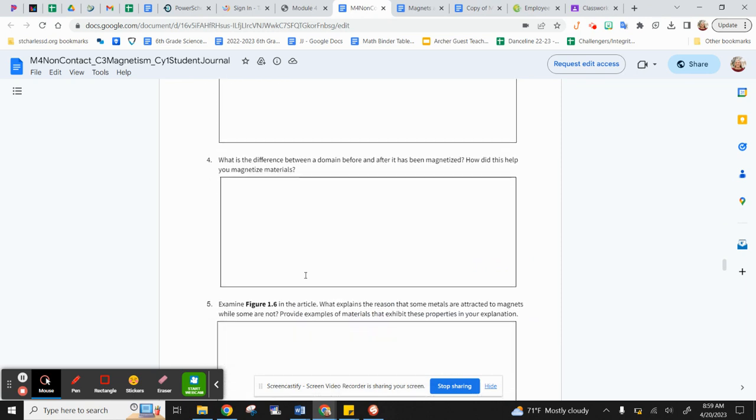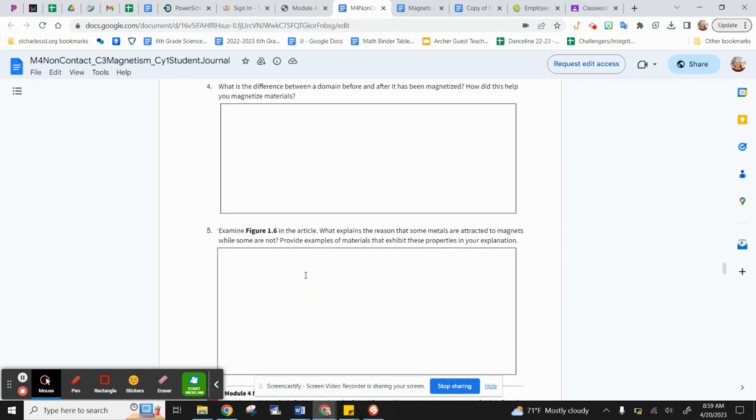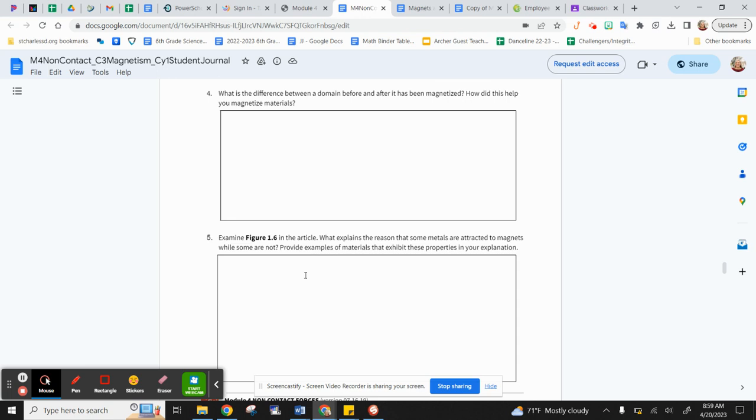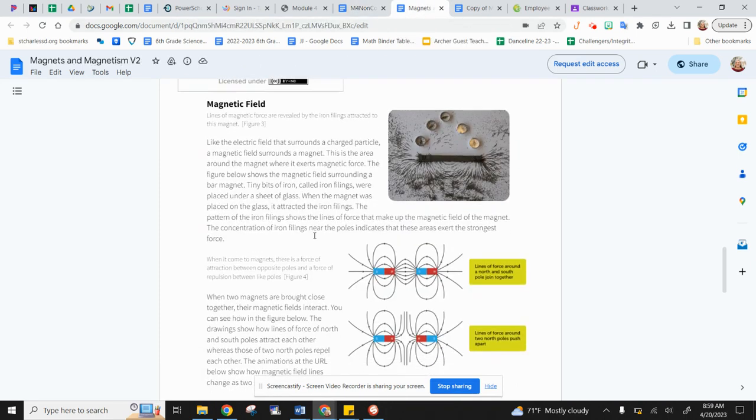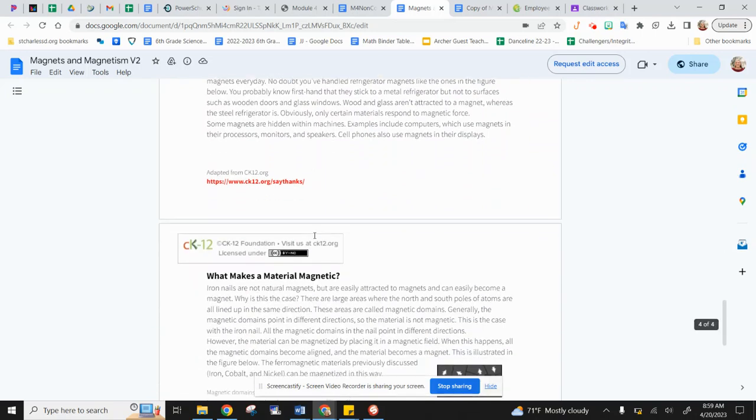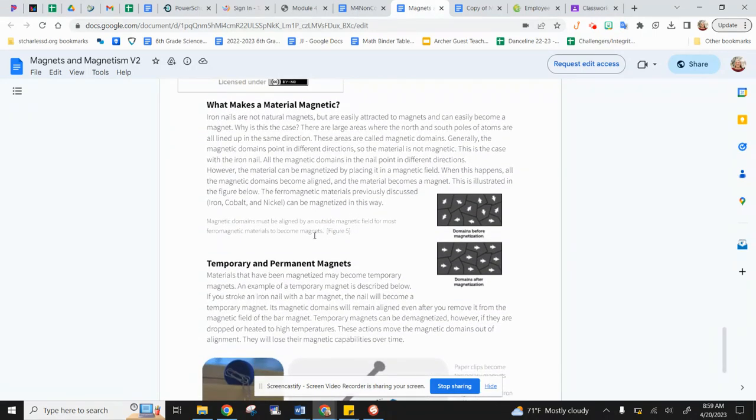And number 4, what is the difference between a domain before and after it has been magnetized? How did this help you magnetize materials? So we're going to look at the magnetic fields. Actually, scroll down a little bit. What makes a material magnetic?